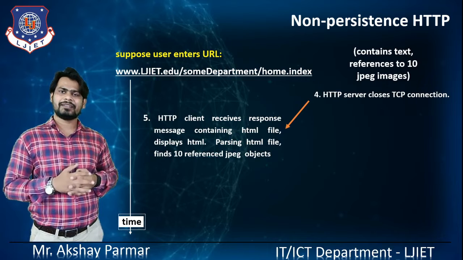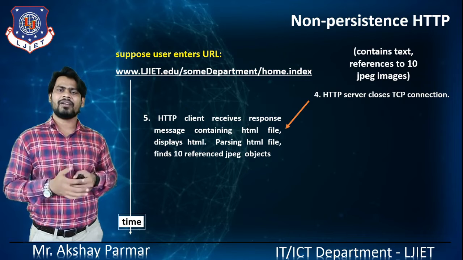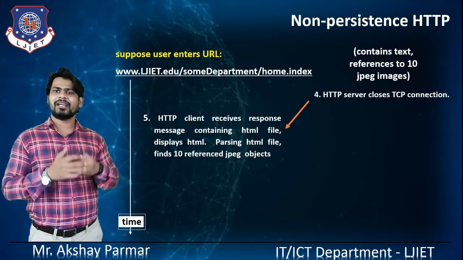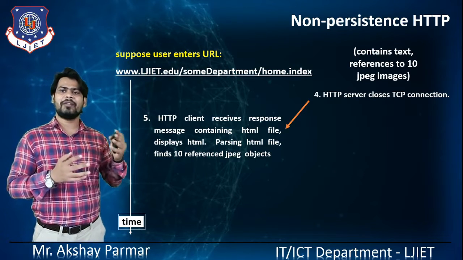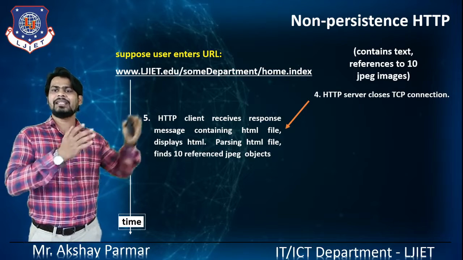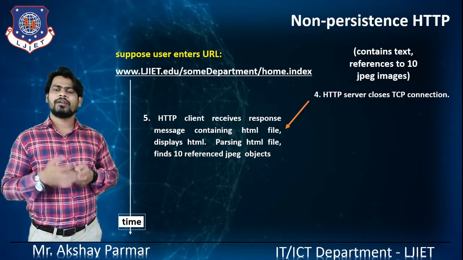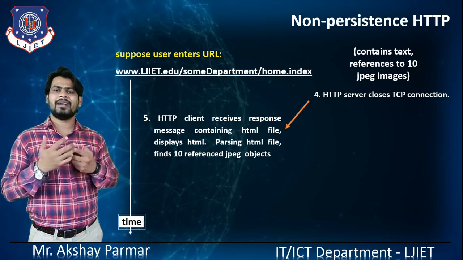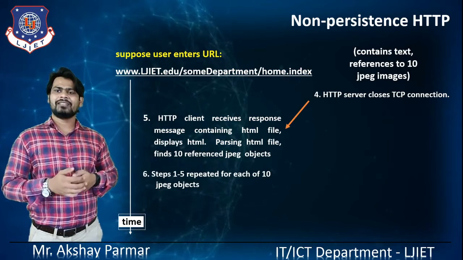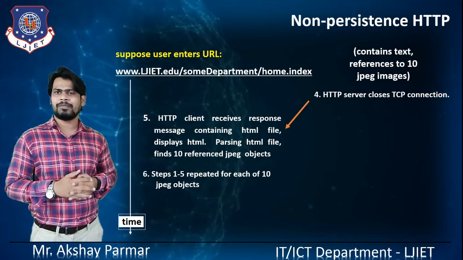So after sending the desired information, the HTTP server closes the TCP connection, right? The HTTP client receives the response message containing the HTML file, displays the HTML file, then parses it, and finds the 10 referenced objects, that is the JPG objects, right? So that's how the client is getting the desired object from the server itself. After that, steps 1 to 5 are repeated for each of the 10 JPG objects, right?